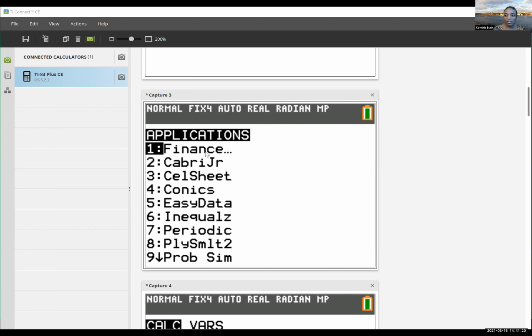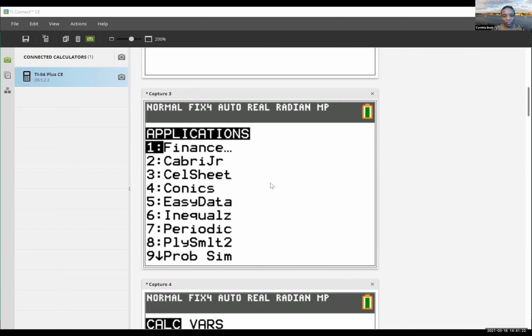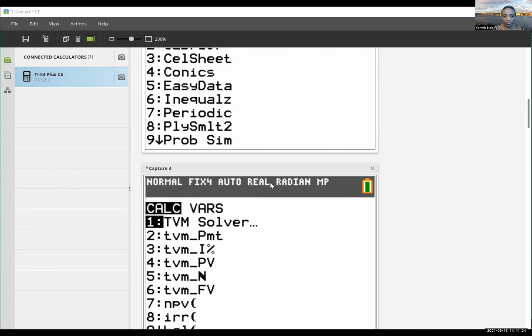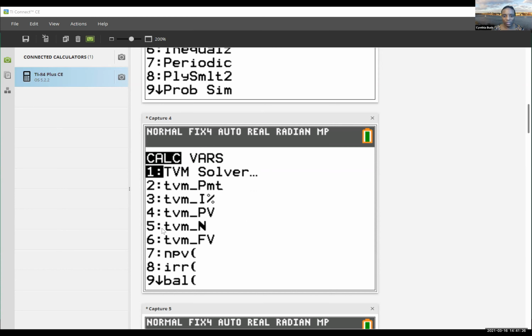Okay, so then we hit finance, which is my all-time favorite key, the number 1, and you get this screen. Your cursor will already be on number 1, TVM solver. This is all we're going to need to solve these time value of money problems. So you won't need 2 through 6. We're just going to use number 1. We can do everything we need. Let's keep it simple. So you're going to hit number 1 for TVM solver.